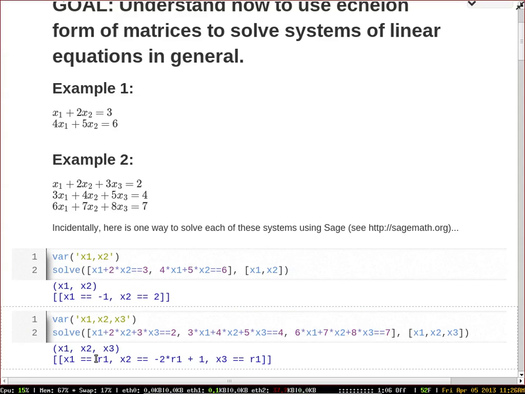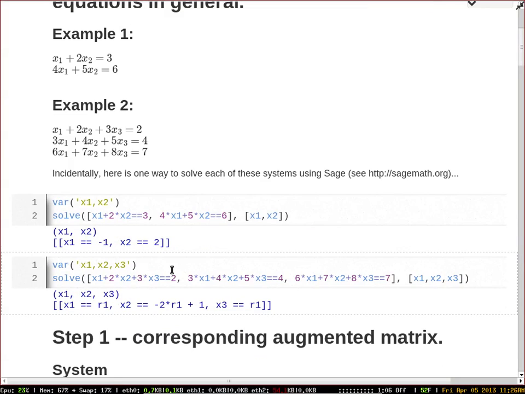Possibly, in the second case, there are infinitely many solutions, and they're written in terms of some new variable, r1, that just pops into existence. So just mentioning that that exists.